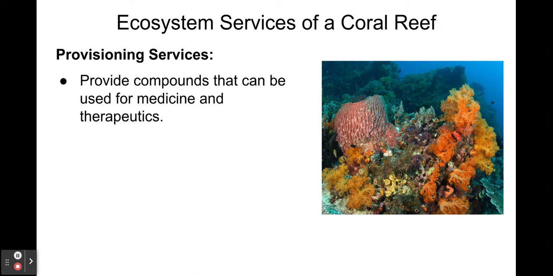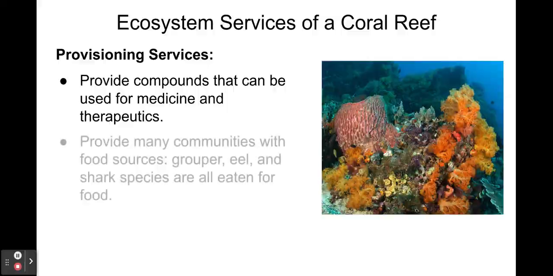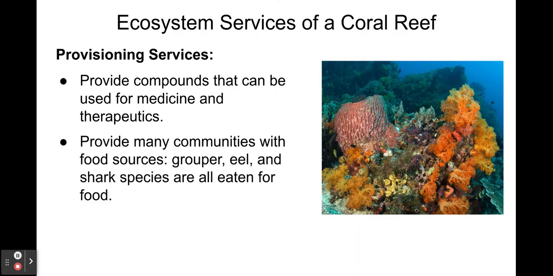A coral reef provides compounds that could be used for medicine or therapeutics. For example, there are some really cool heart medications in development from cone snail toxin, a highly toxic snail found in coral reefs. So cool. Coral reefs also provide many communities with food sources. Food is such a great ecosystem service to fall back on. Be specific. What is the specific food that is being gathered from that ecosystem? From a coral reef, we would gather grouper, eel, and shark species that are all eaten for food.